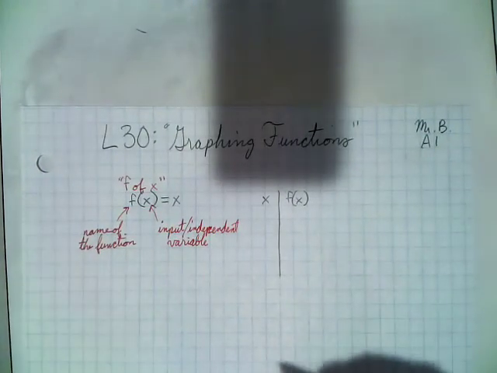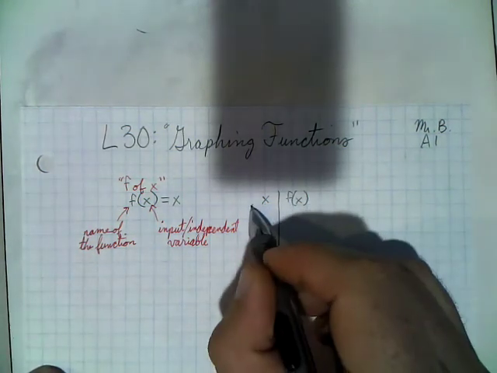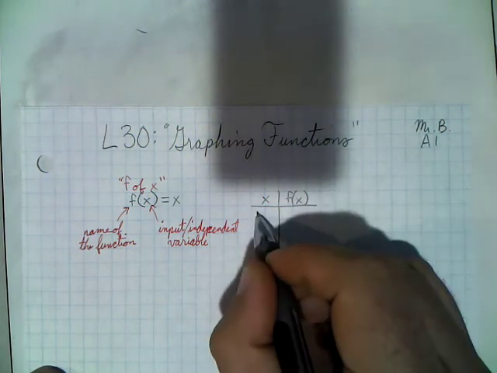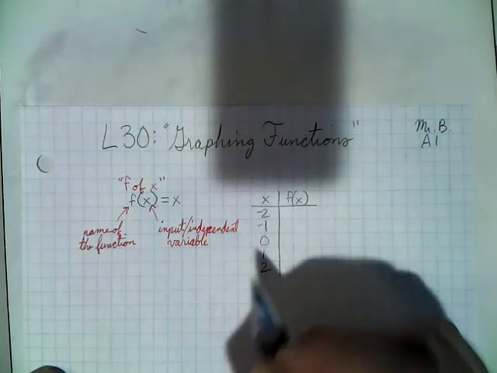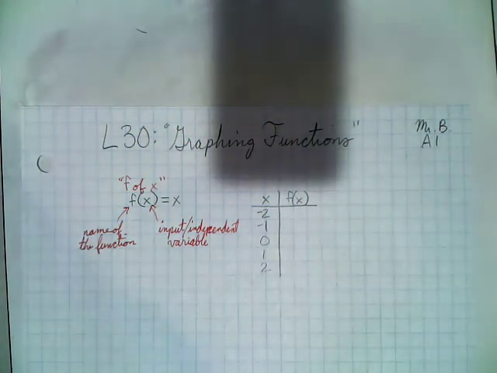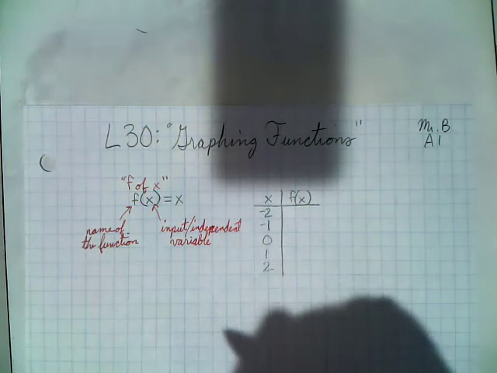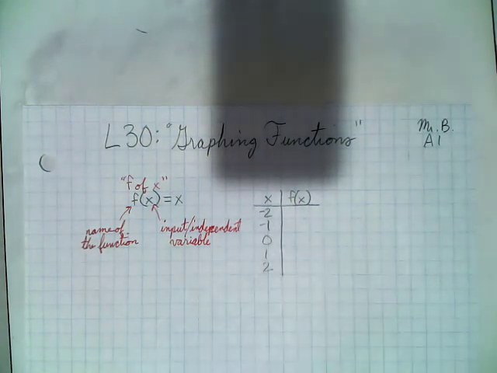Let's put in the values -2, -1, 0, 1, 2. Now remember, what makes this the independent variable is the fact that I can choose the values that I'm sticking in here. So I've chosen these values. These are the ones I decided to use. Let's see what comes out.